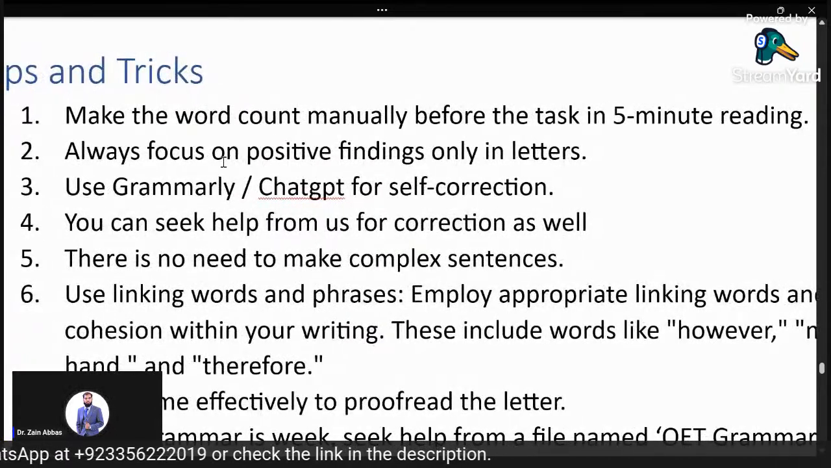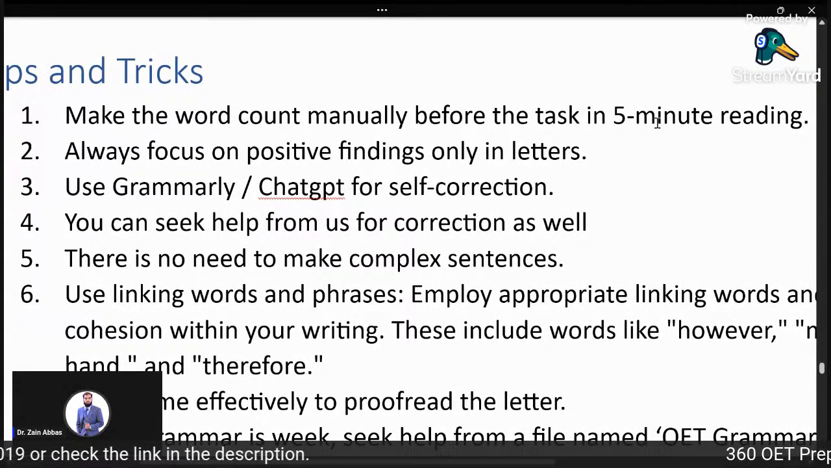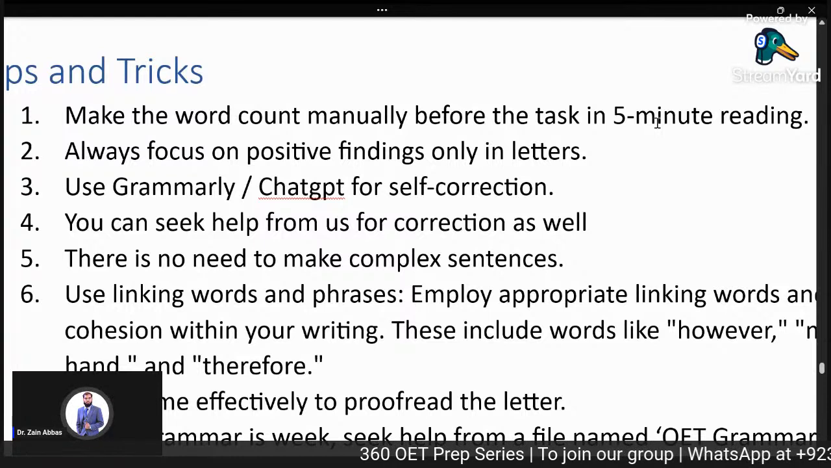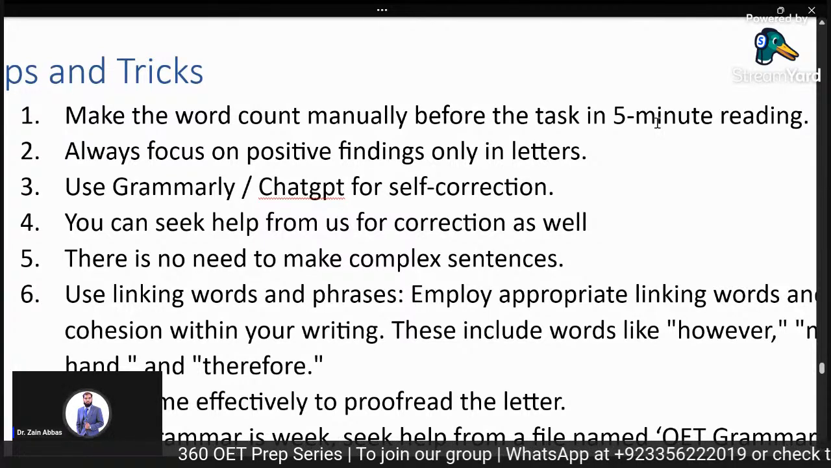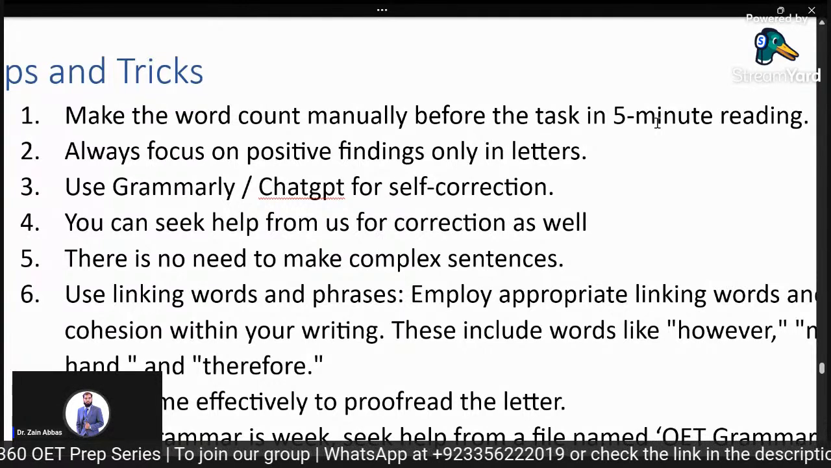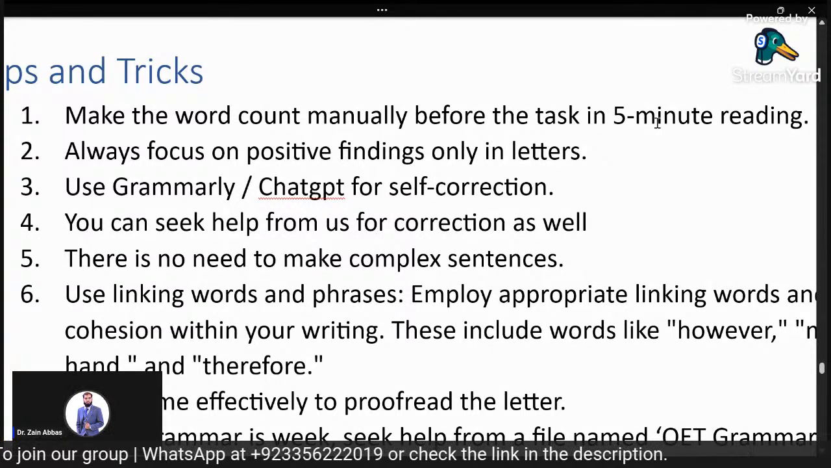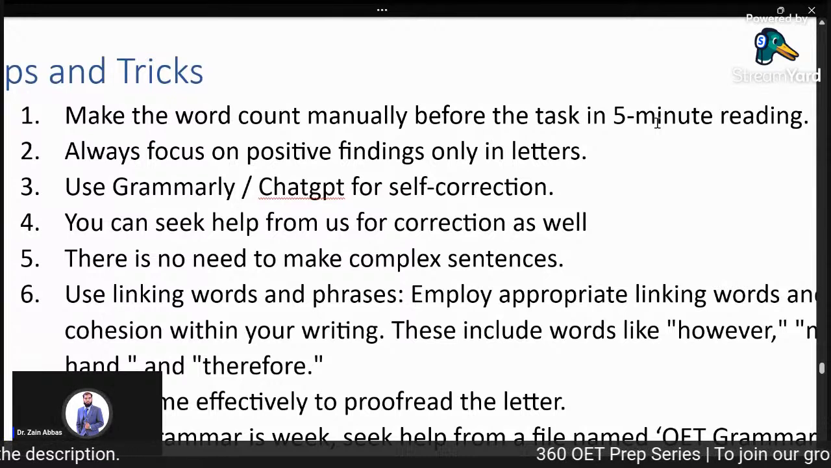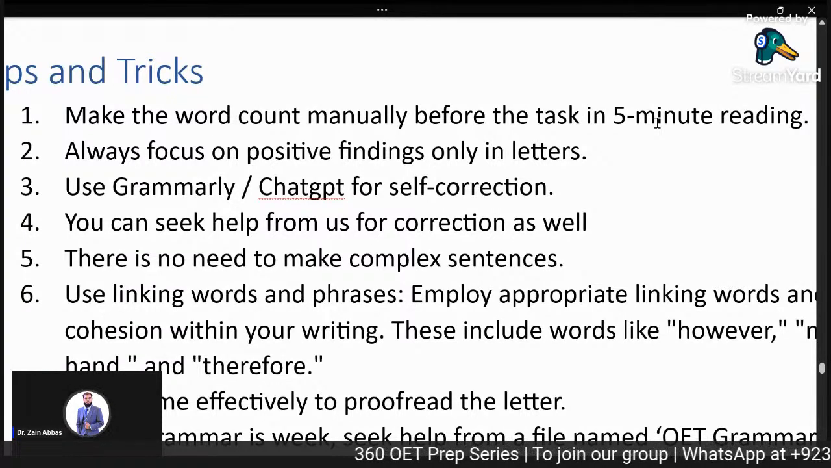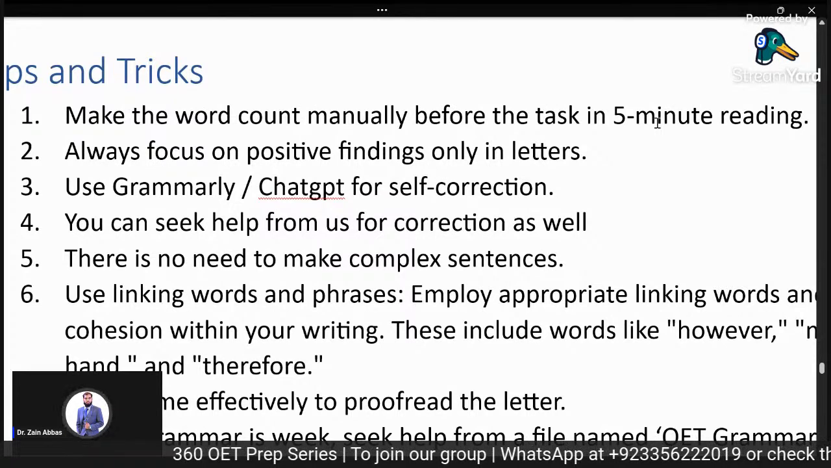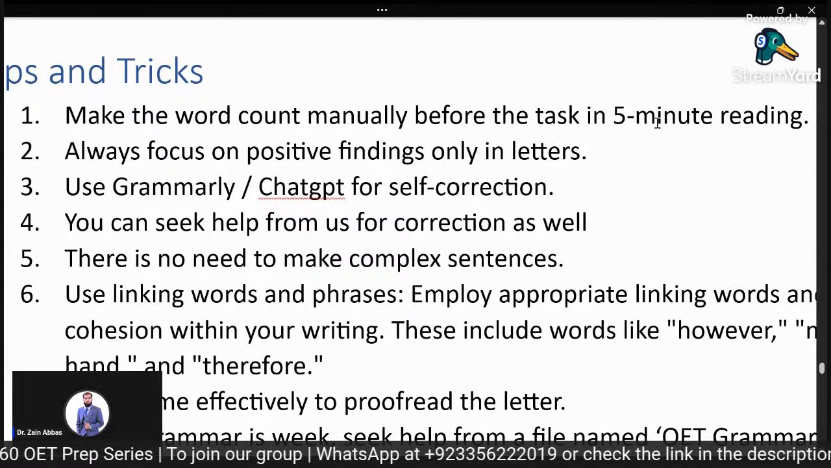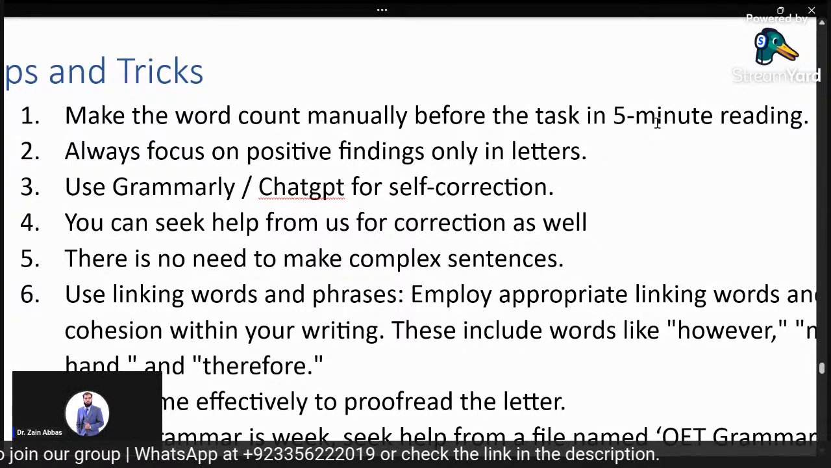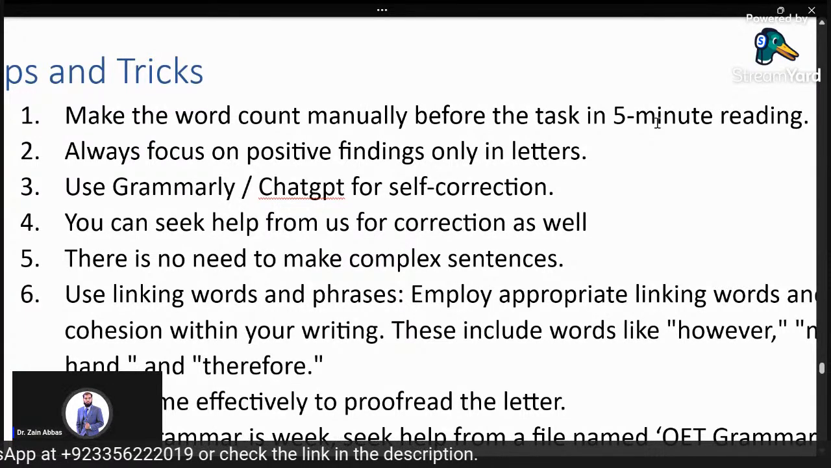The first point is make the word count manually before the task in the 5 minute reading. As I have already told you, you need to utilize the 5 minutes of reading very carefully, and this important word count can be written before your subtest. You can have this trick: if you know that you write 10 words in one line, you will need around 20 lines only to complete 200 words.